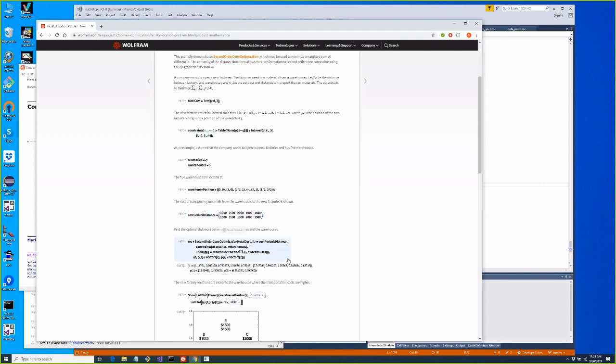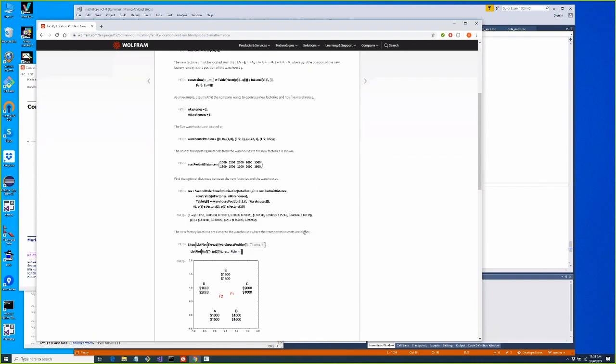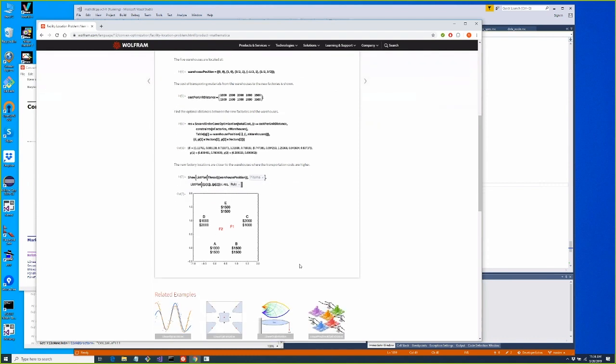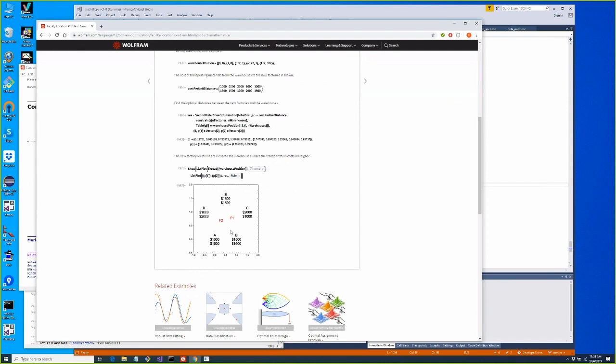So we set up these constraints, which are these distance constraints. We want to minimize the total cost, which is the sum of the distances, and then that's it. We get a result out. We get what the distances are, and probably the most important thing we're really trying to get out here are the locations of the two factories, and this can be shown on a graph. So these are the locations of the two factories that optimize the distribution from these warehouses to these factories.